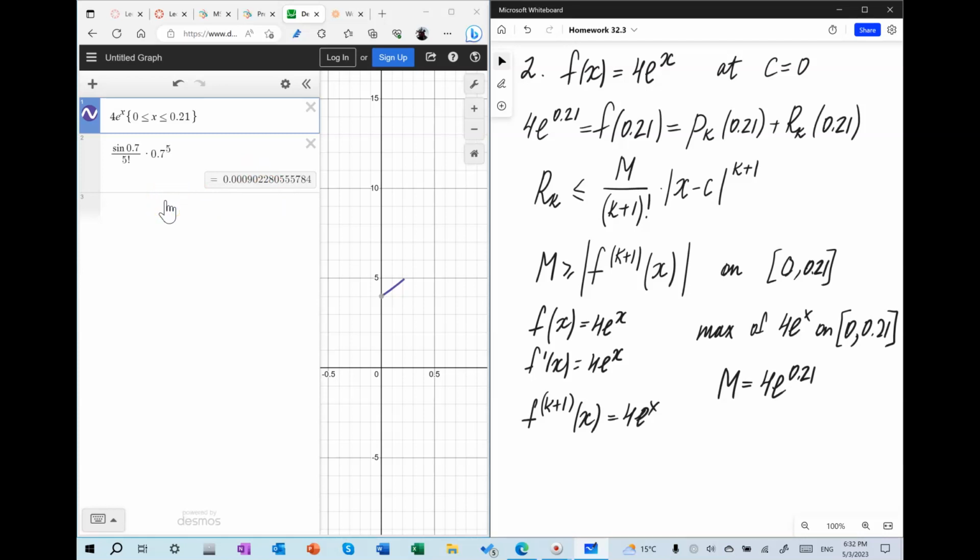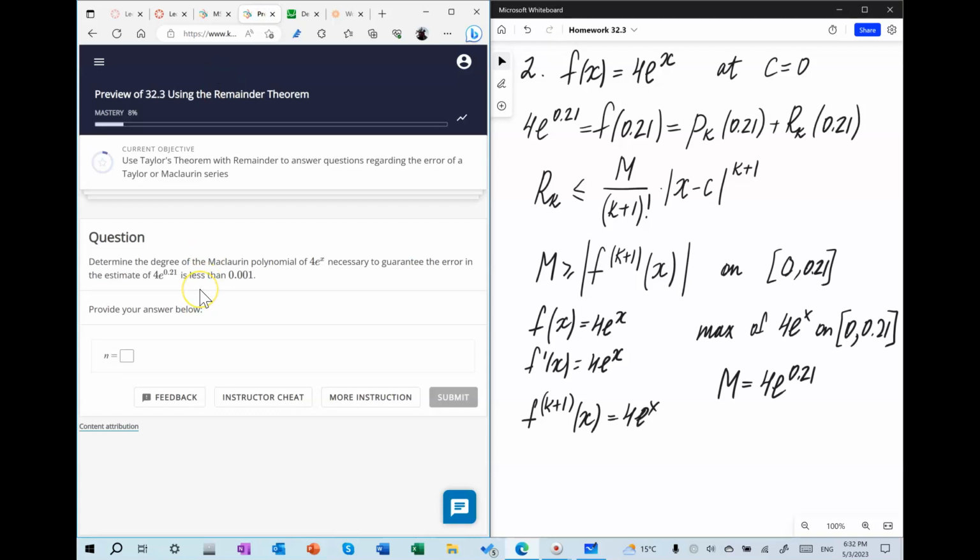Now we have all the ingredients, so what do we want to do? We want R_k to be less than 0.001, and one way to make sure of that is to make sure that this expression is less than 0.001. So we set up this inequality, and we need to find the values of k that make this inequality true.